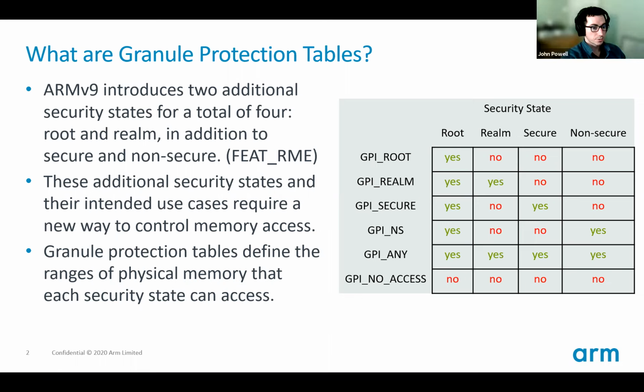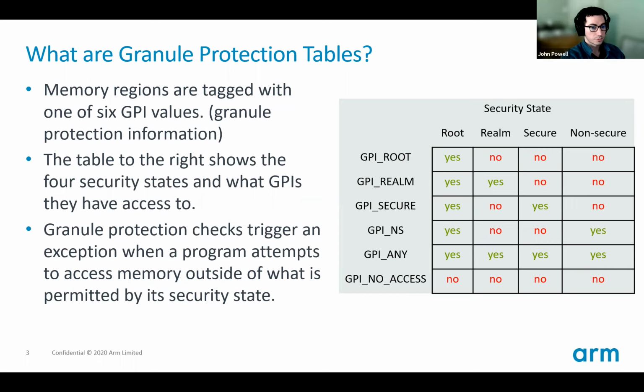Protected memory is tagged with one of 6 possible GPI values, which stands for granule protection information. If you look at the table on the right, the security states are listed along the top and the different GPI values are down the side. For the most part, access permissions are pretty intuitive. Memory marked no access can't be accessed from anywhere. Marked any can be accessed from anywhere. Root can access everything, and realm and secure can both access their own memory in addition to non-secure memory. Non-secure code is confined to non-secure space only. If the granule protection checks are enabled and the program attempts to access memory outside of what the GPTs allow, it triggers a granule protection fault, which can then be handled by the system as it sees fit.